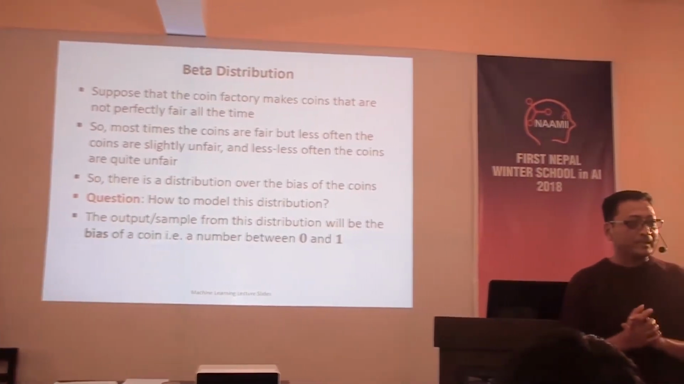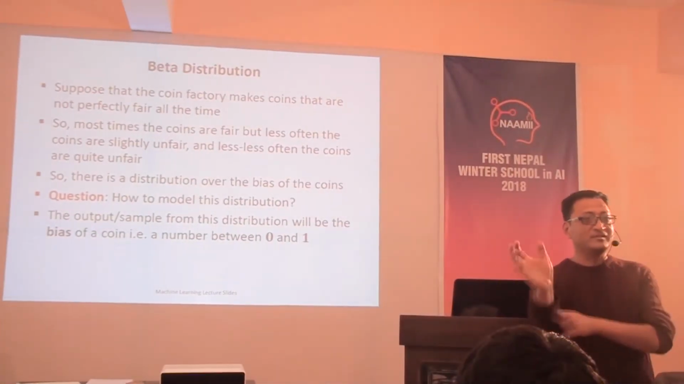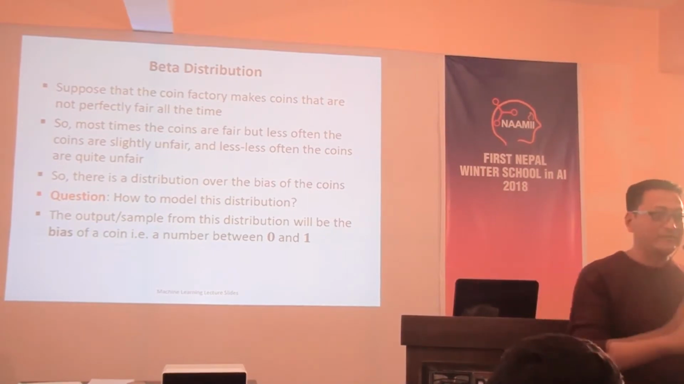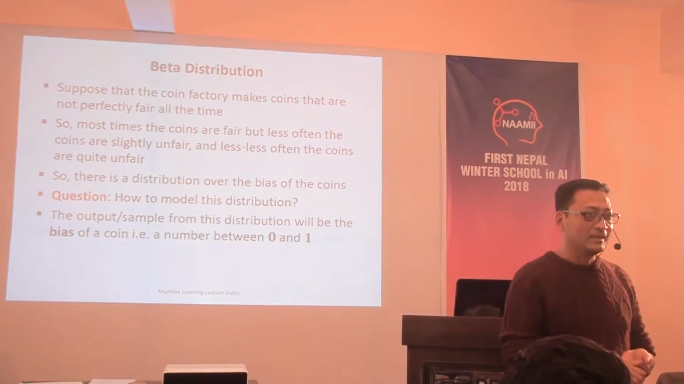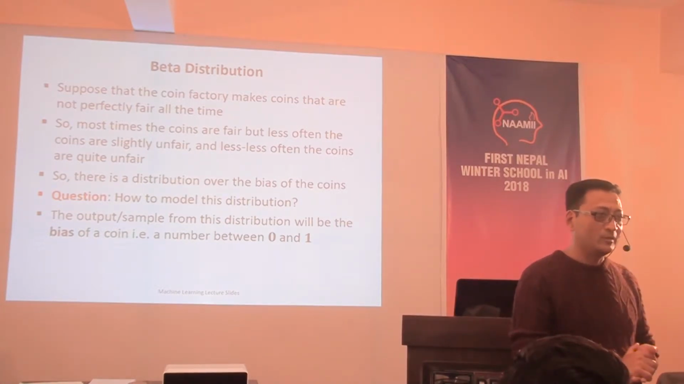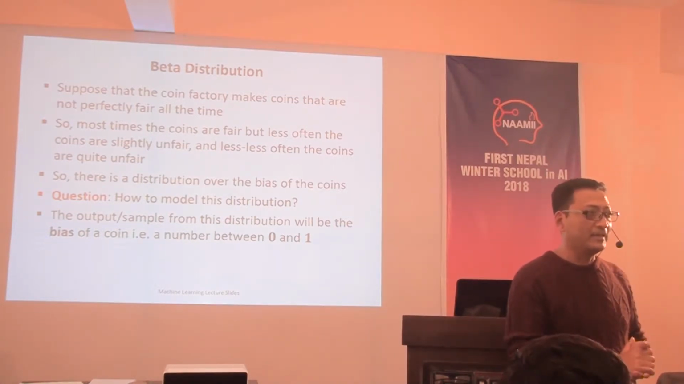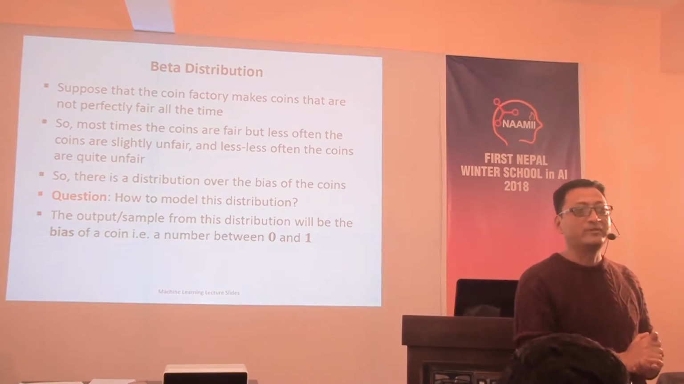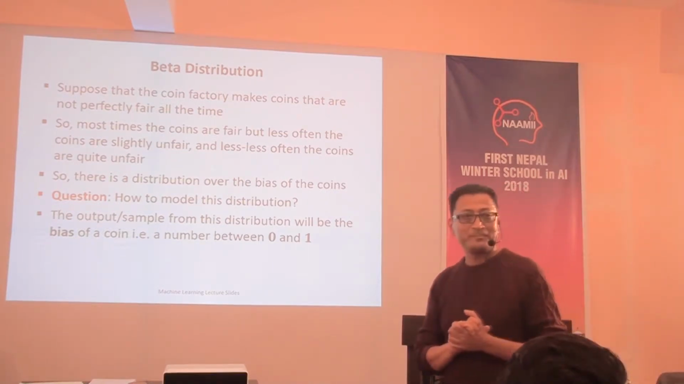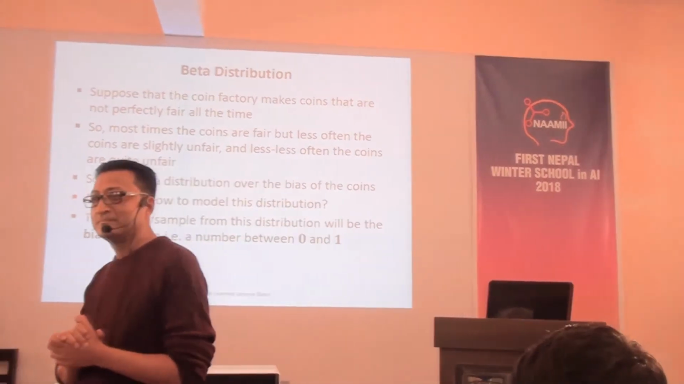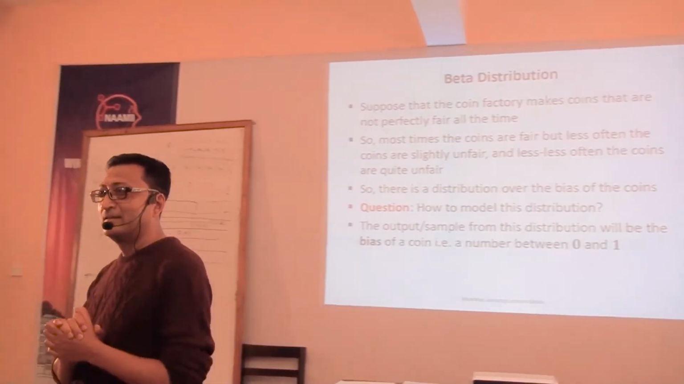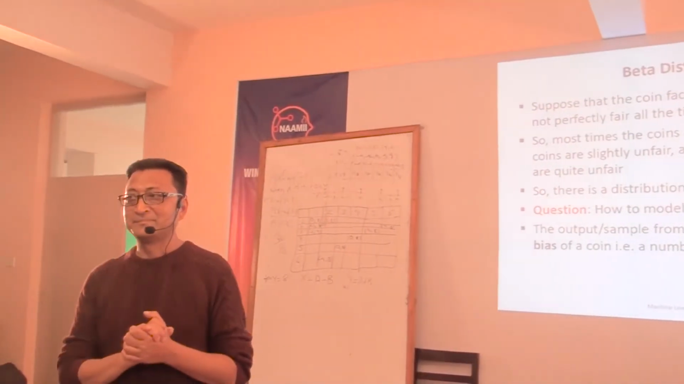Okay? So let me ask you this question. He is a very rich man. He spent millions and millions on his factory. Is it possible that I pick a coin from his factory and the bias is exactly 0.5? Okay, any thoughts there?